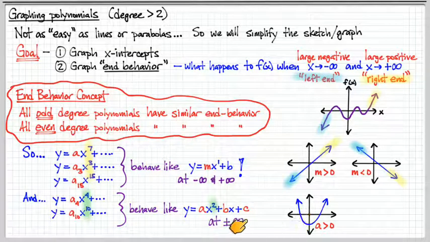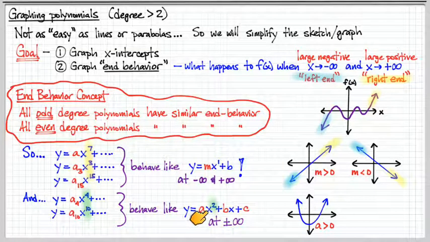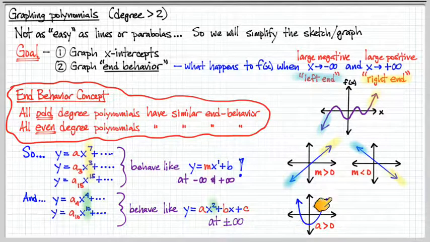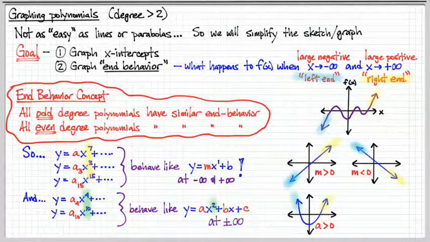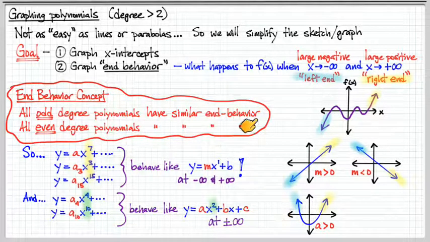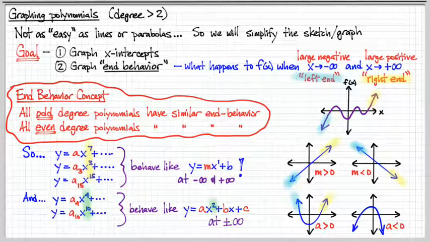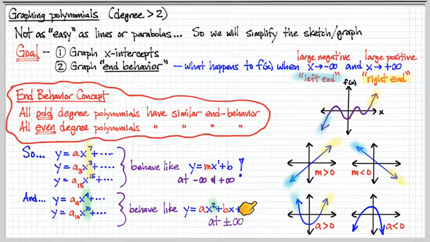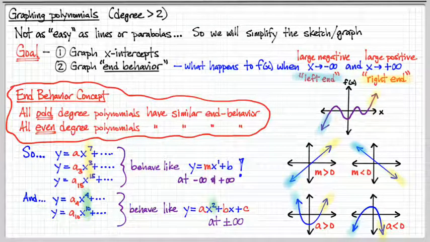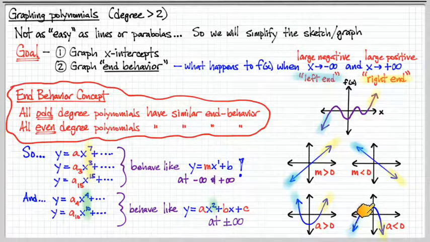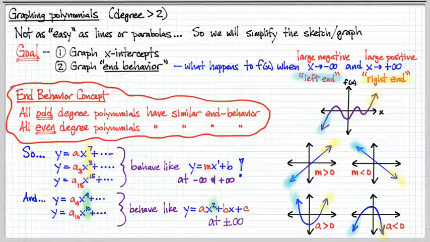We talked about where the coefficient in front of the x squared, when it's positive, it goes up on both ends. So the behavior on both the left and the right hand side is positive infinity, positive infinity. Now, when the coefficient in front of the x squared is negative, the end behavior is different. It goes down on both ends. It goes down forever on the left end. It goes down forever on the right end as well.